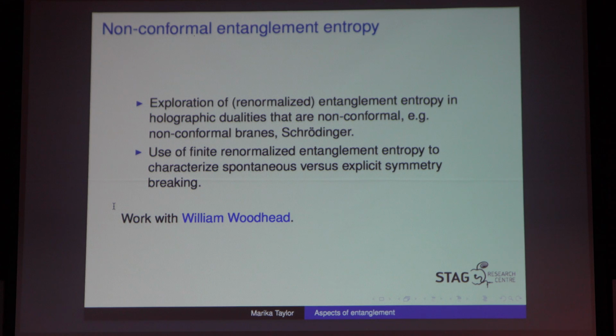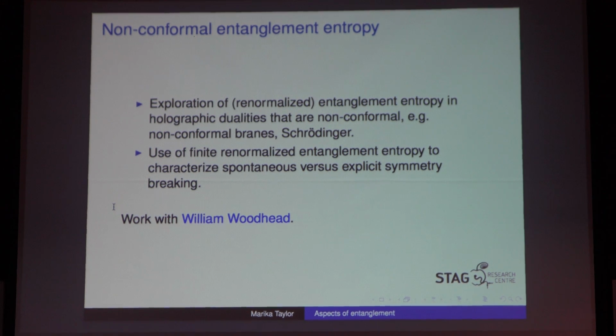We also looked at how the finite part, this finite renormalized entanglement entropy, characterizes spontaneous versus explicit symmetry breaking. The latter is interesting in the context that, notwithstanding my complaint at the beginning that entanglement entropy in gauge theories is subtle, people do calculate entanglement entropy on the lattice. Understanding how to renormalize, as we've said here, and to see the signal of something being spontaneous versus explicit symmetry breaking is actually quite useful for them.